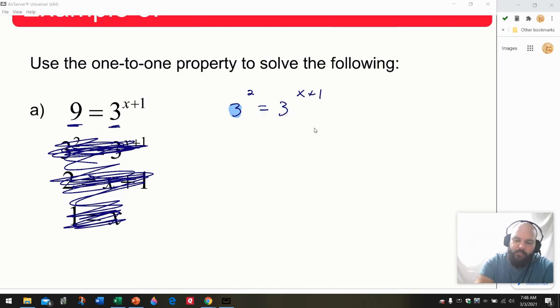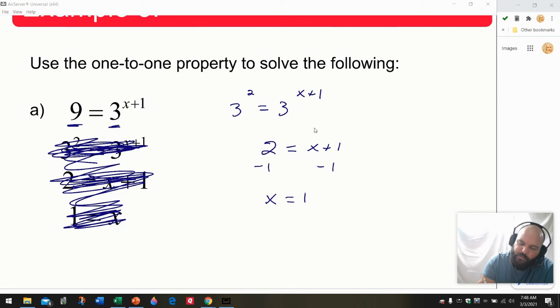Now what you can see is these bases are the same, and since this states they have to be equal, if the bases are the same, then the powers must be the same. And so then we're going to set those two powers equal to each other. We're going to set 2 equals x plus 1. And we can solve by simply subtracting 1 from both sides. And there's our solution, x equals 1.